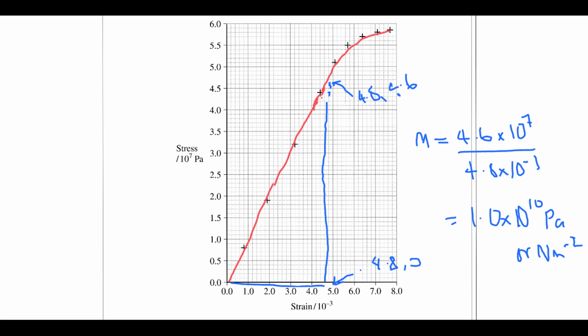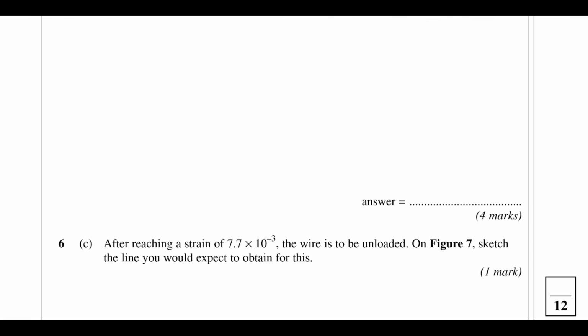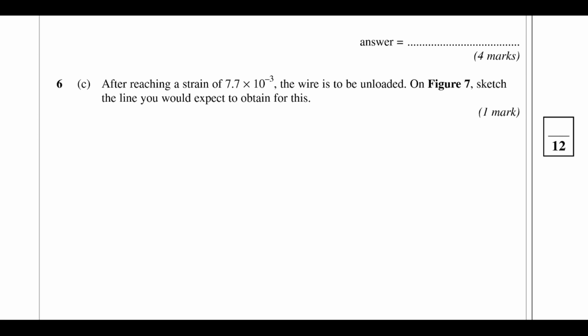So that's going to be your gradient, so I'm guessing we're going to have to do that in the next question. Alright, so we've done the part where we calculate Young modulus using the gradient, so just look back if you want to see that. After reaching a strain of 7.7 times 10 to the minus 3, the wire is to be unloaded. Sketch the line you would expect to obtain for this.